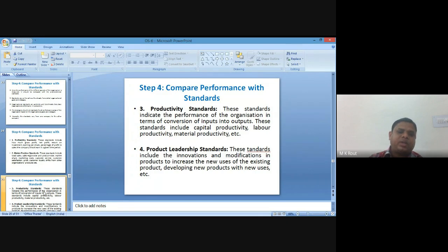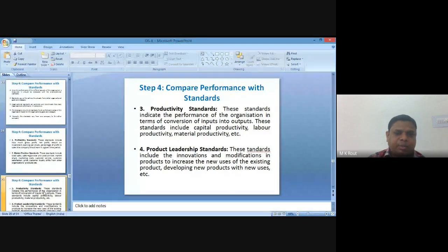The next one is the product leadership standard. This standard includes innovations, modification of products to increase new uses of existing products, and developing new products with new uses, etc. So this is known as the product leadership standard.